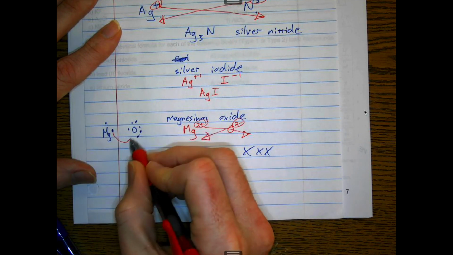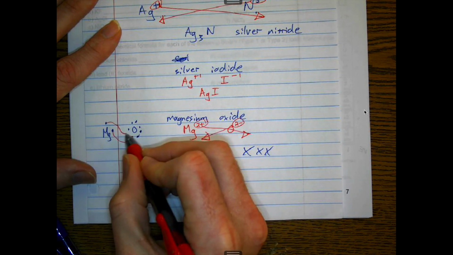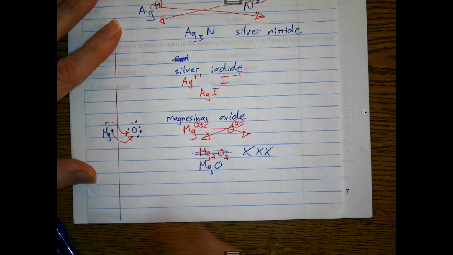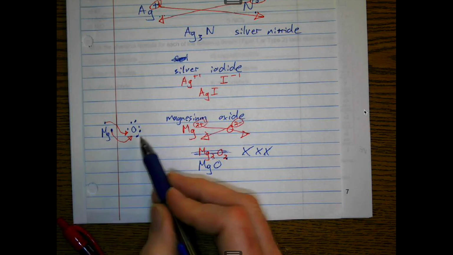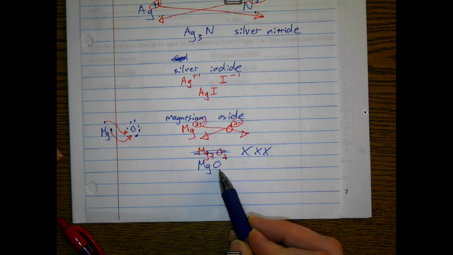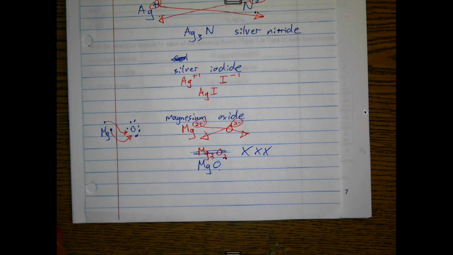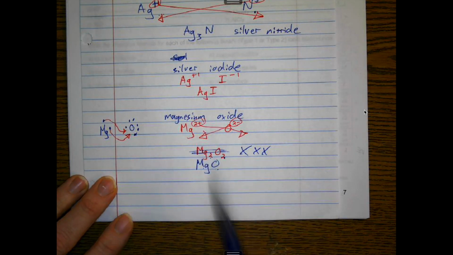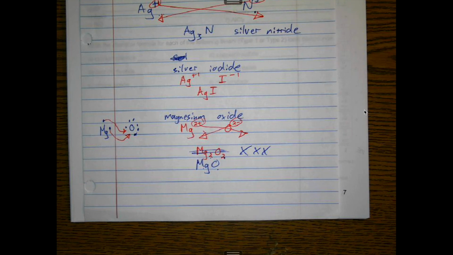You would see that here, you would only need 1 magnesium for every 1 oxygen. So that's what this is saying. You need 1 magnesium for every 1 oxygen. See how that works? So that's where the crisscross method will fail you, is if you don't reduce your charges.